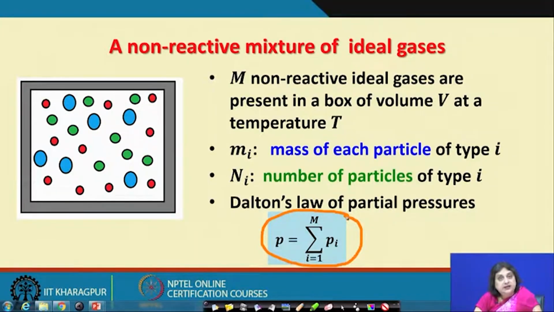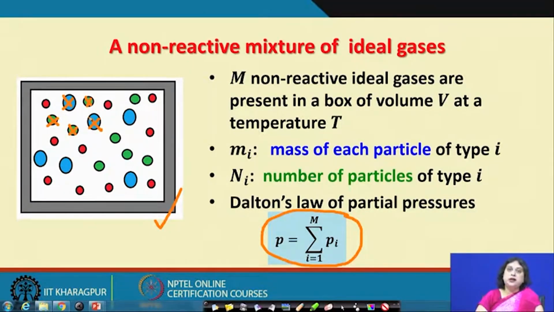Now, what is the definition of Pi? Pi is, if I had the same box of volume V maintained at the temperature T, but not having this mixture, let us say that it is filled with only the red molecules. So, these molecules will not be there. Then if I could measure the pressure of this gas, this would be P1 for the red gas, which I give an index of 1.